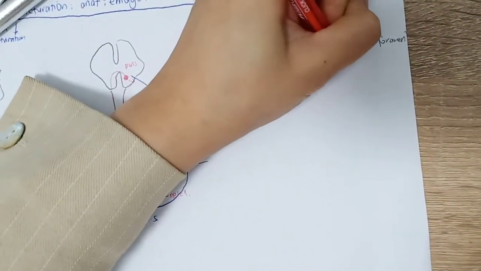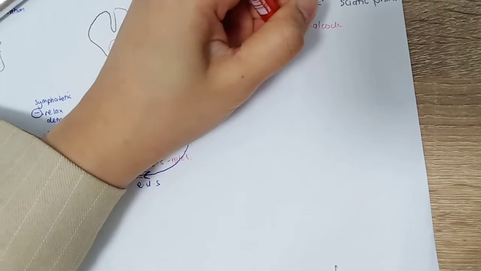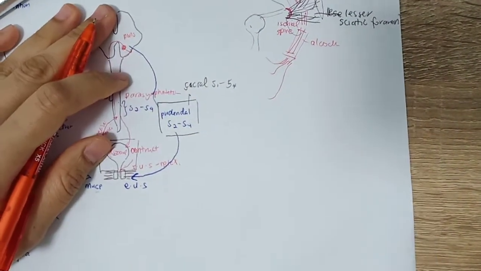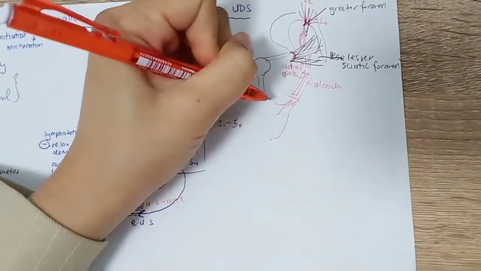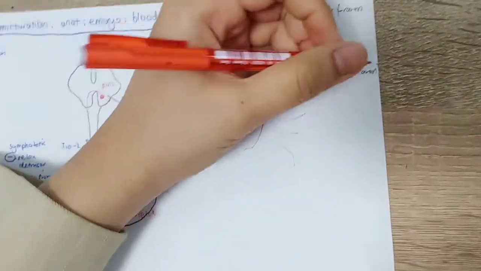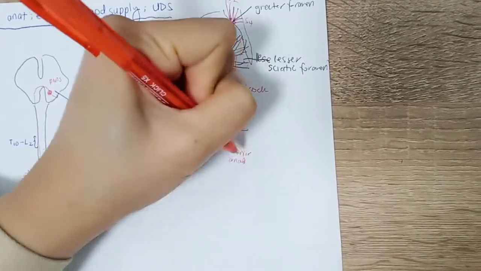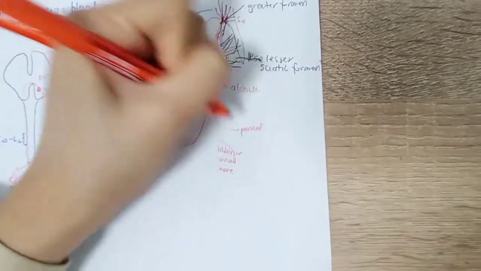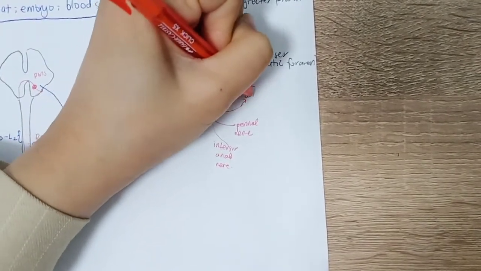So in the Alcock canal, we have the pudendal nerve, and it will give rise to three main branches. Probably I change the picture here. So just three main branches here. Here we have the inferior anal nerves. We have the perineal nerves from the pudendal, and we have the dorsal nerve.